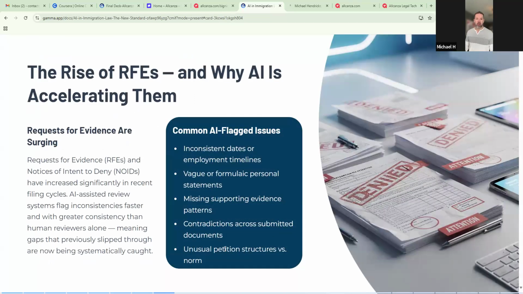Okay, so the rise of RFEs, requests for evidence. We kind of started talking about this, and we talked about this in the last webinar, where we talked about how we've seen a rise in RFE volume. Why? Well, there's been a change in administration. That's on one hand. On the other hand, you have what I call pithy applications. So they are very broad in their scale.